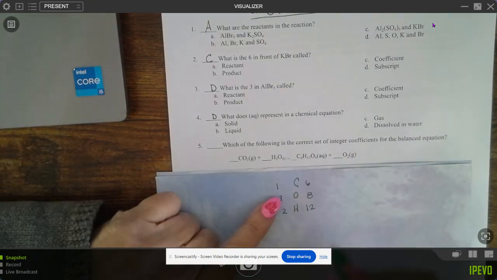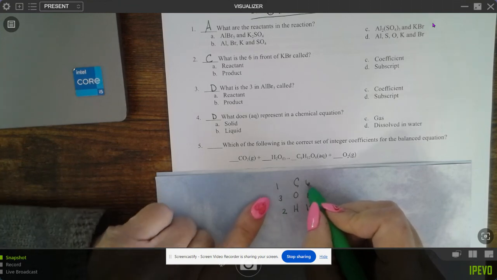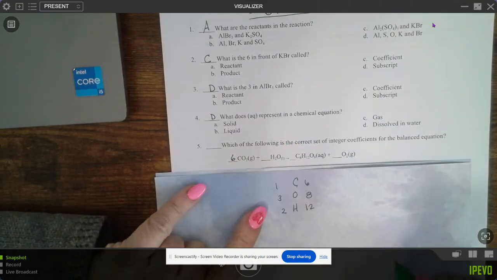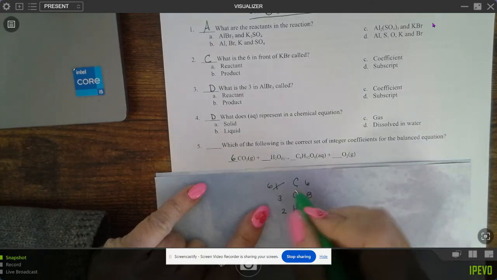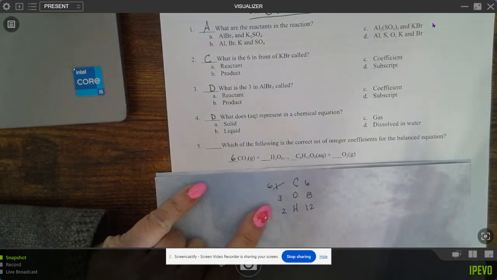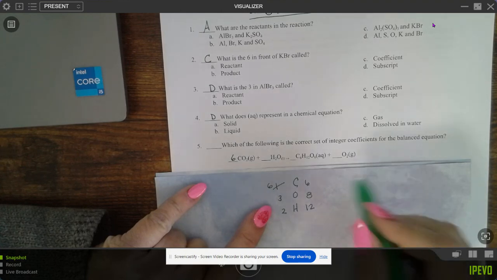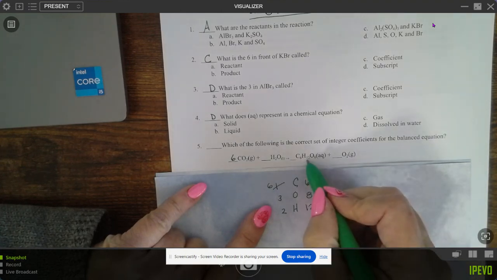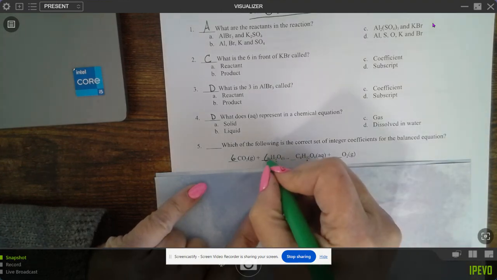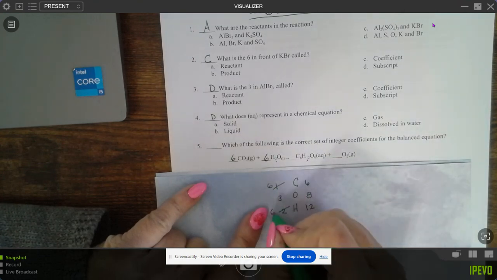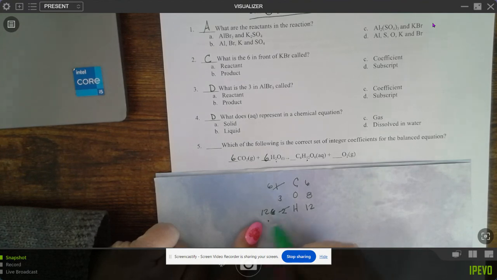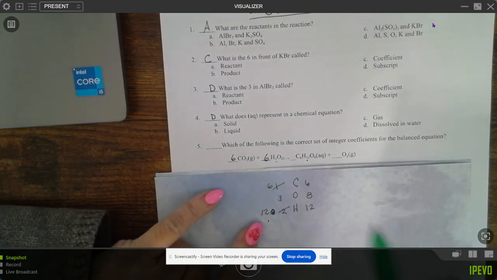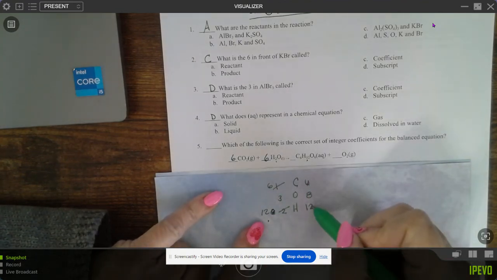Okay, so the first thing I'm going to do is balance my carbon by putting a 6 over here. All right, so that gives me 6 carbon. I'm going to worry about my oxygen once I get carbon and hydrogen figured out. Here I have 12 hydrogen. Here I have 2. So if I put a 6 out here, 6 times 2 is 12 hydrogen. Okay, so now my carbon is balanced, my hydrogen is balanced.